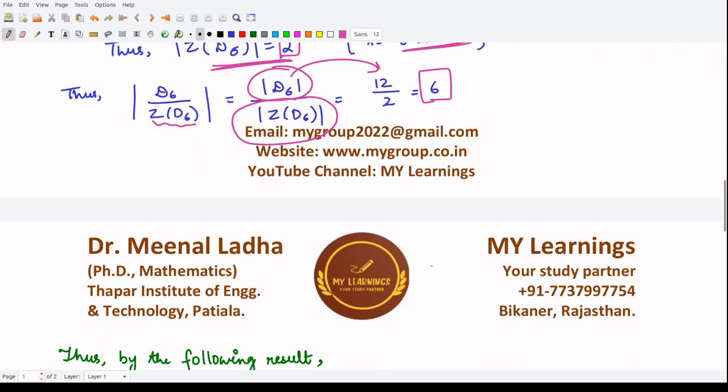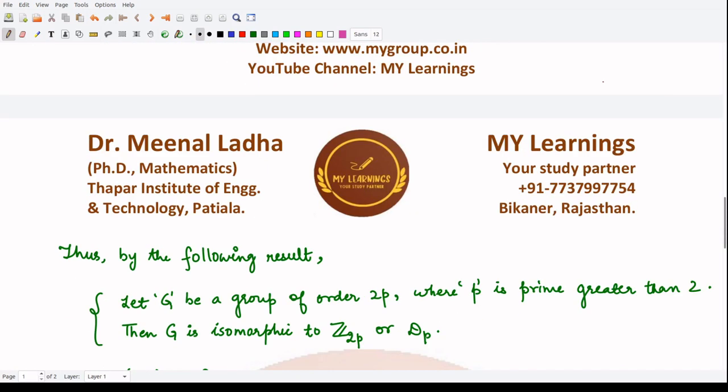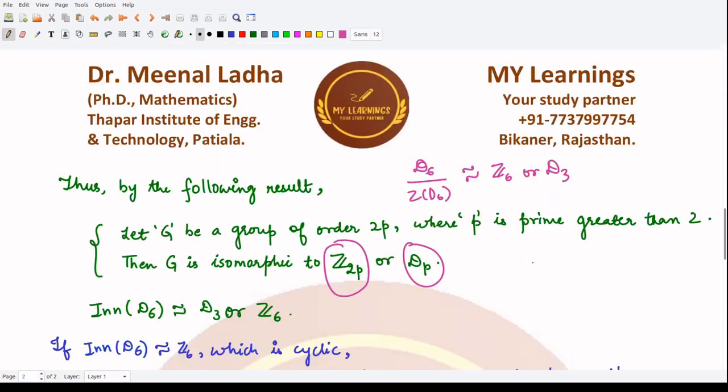If you know the order of this factor group is 6, which could be written as 2 into 3, and 3 is a prime number, so it could be written as 2 times some prime number. By this result, we can clearly say that this group, D6 divided by the center Z of D6, would either be isomorphic to Z2p or Dp. So this would either be isomorphic to Z6 or it would be isomorphic to D3. Correct, according to this result. That is what I have written over here.